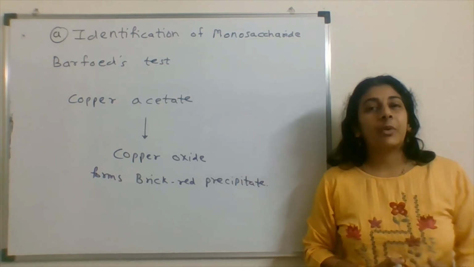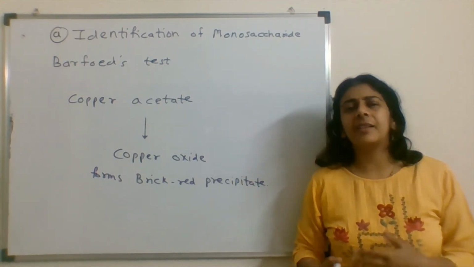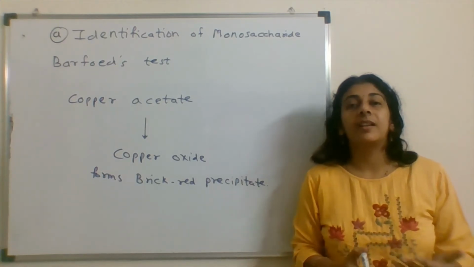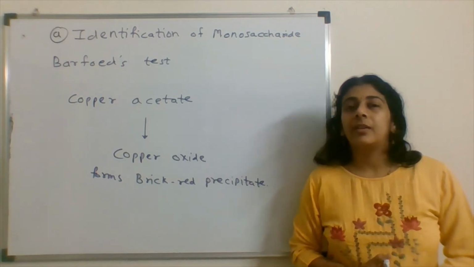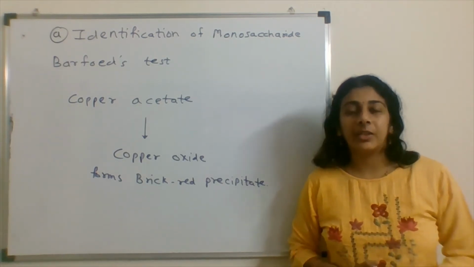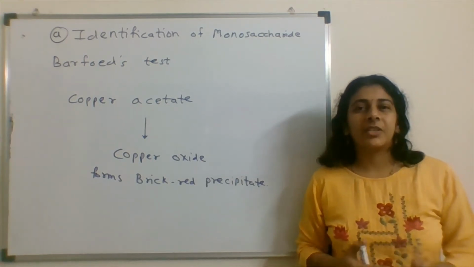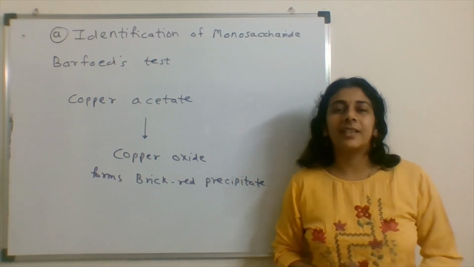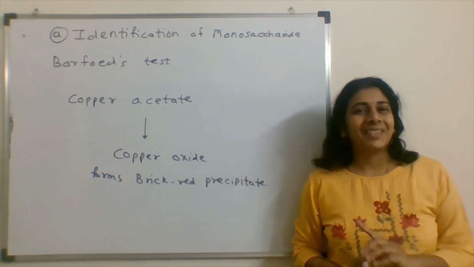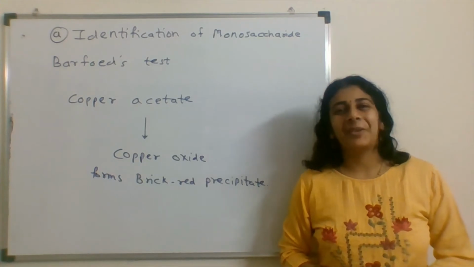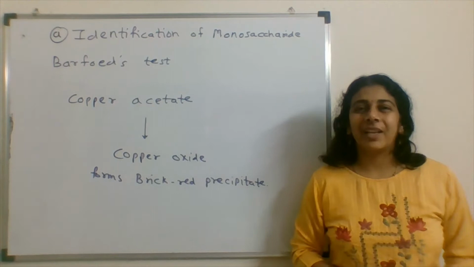Some other tests like Molisch's test, Benedict's test, and Seliwanoff's test are used for further identification, like whether it is a hexose sugar, an aldehydic sugar, a ketone sugar, or a pentose sugar. So further identification can be done with another test, one of them being Fehling's test. But Western blot is not used for the identification of monosaccharides. So moving to the next option.